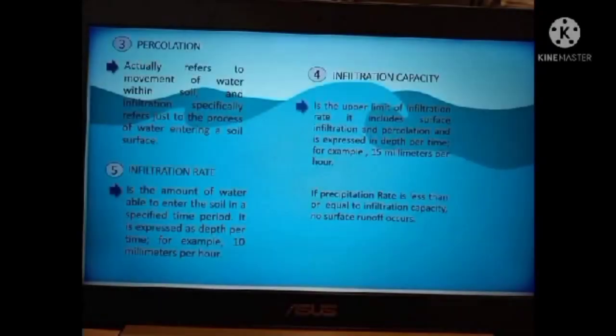Percolation actually refers to movement of water within soil, and infiltration specifically refers just to the process of water entering a soil surface. Percolation comes from the Latin word percolare, which means to strain through. Percolation happens when liquid is strained through a filter, for example like when someone makes coffee.